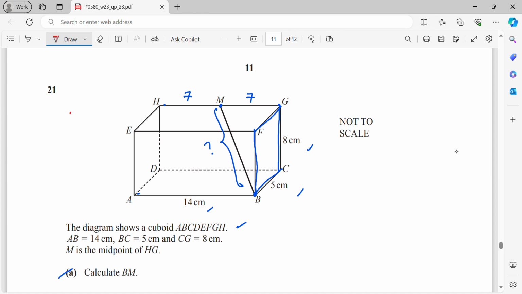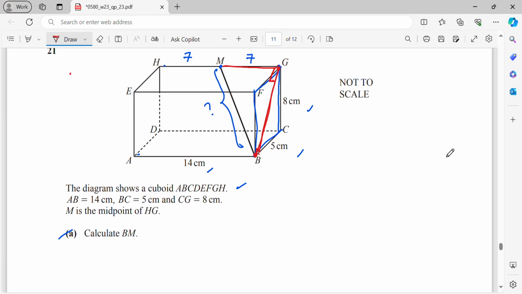Alright, so since the B is on the plane BCFG, this point must join to the diagonal of the plane. So you draw a diagonal line here. Draw a diagonal line, and then this diagonal line, right, when you join to the MF, it will be 90 degrees. That is the concept, right? So then from here, I will redraw the diagram. Okay, so now it becomes a right angle triangle. So it's basically like this.